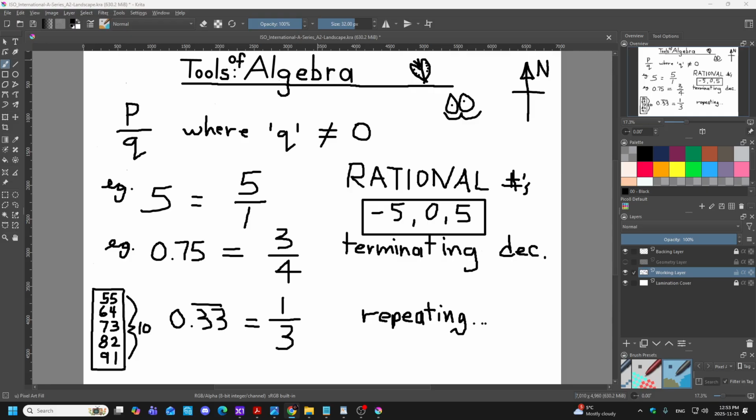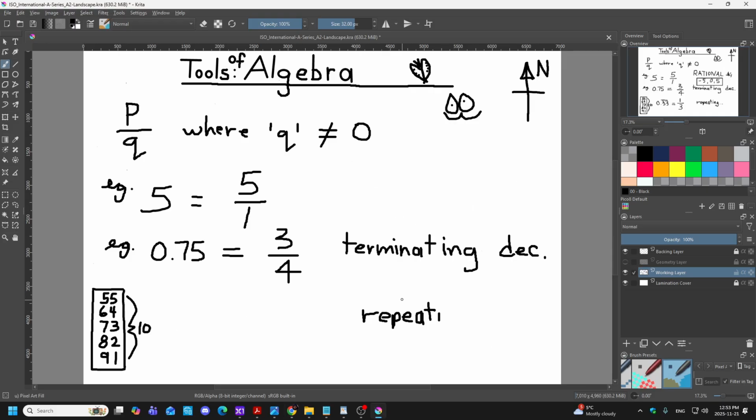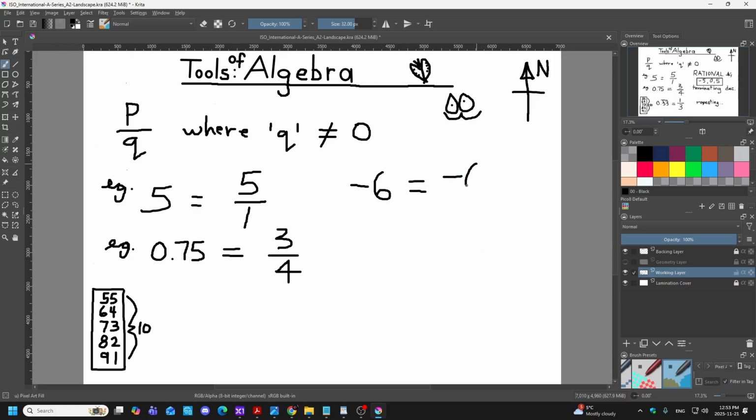Whole numbers: 5 can be written as 5 over 1. Integers also. I'm just going to clean this up a little bit, if you don't mind. I can also write -6 as -6 over 1. Again, a whole number is always the numerator. Fractions: any fraction with integers in the numerator and denominator is rational, such as some other random ones, 1/4, 3/5.